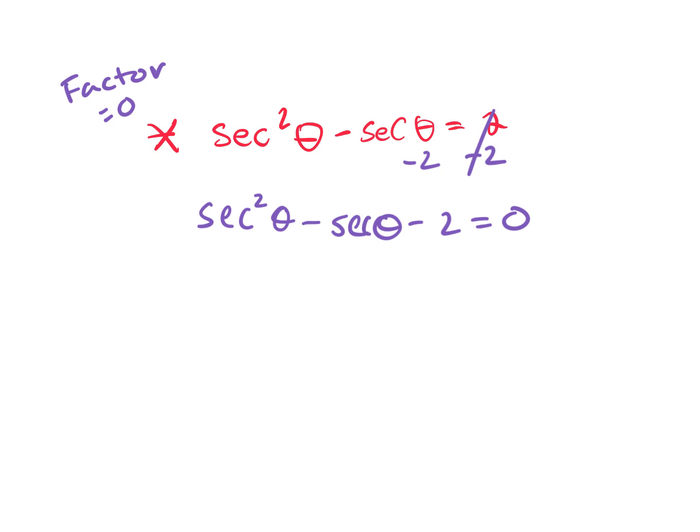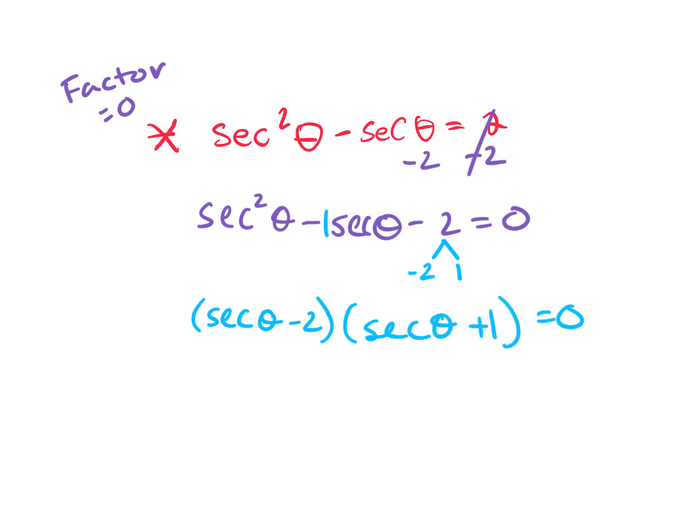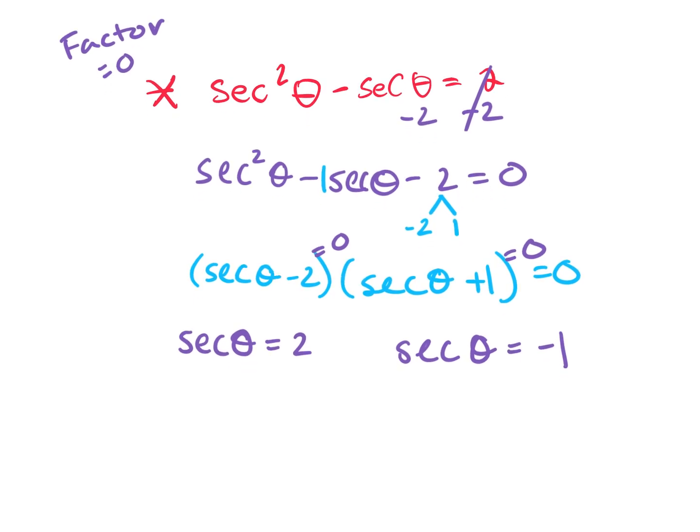Now let's factor. What are two factors of negative 2 that add to negative 1? Negative 2 and 1. So secant minus 2 and secant plus 1. So next we set both of them equal to 0 and solve. So secant is equal to positive 2 and secant is equal to negative 1. Any questions so far?